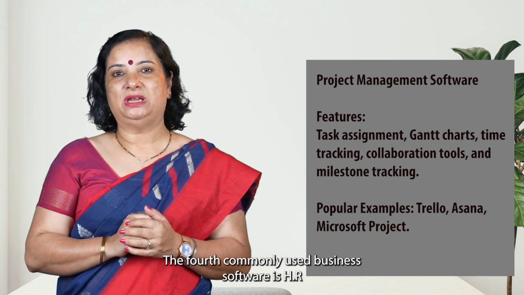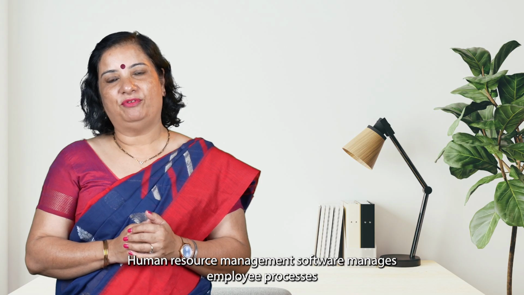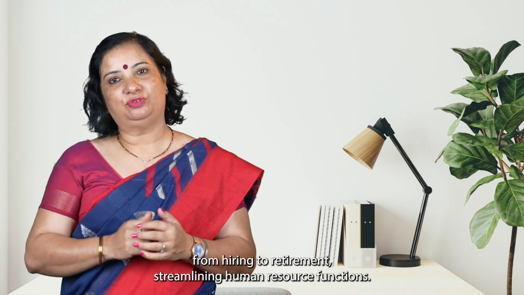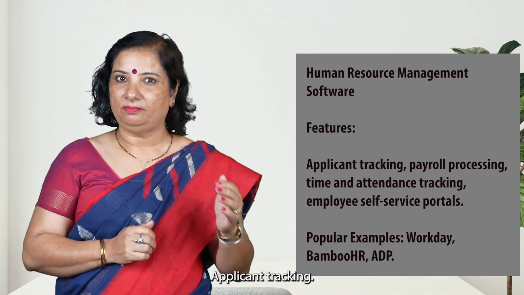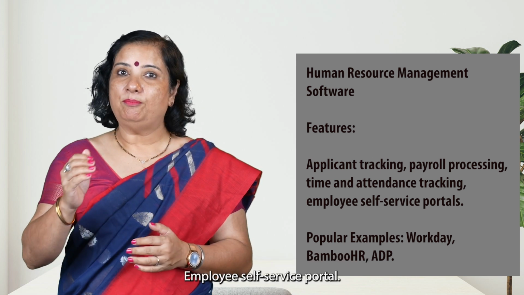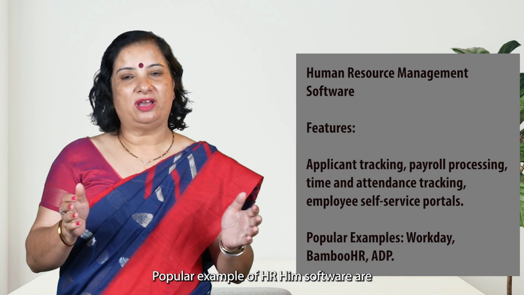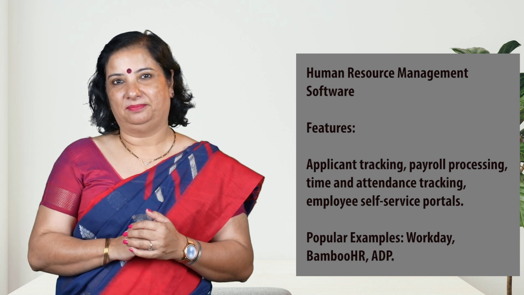The fourth commonly used business software is HRM, Human Resource Management Software. Human Resource Management Software manages employee processes from hiring to retirement, streamlining human resource functions. The main features are applicant tracking, payroll processing, time and attendance tracking, and an employee self-service portal. Popular examples of HRM software are Workday, BambooHR, and ADP.